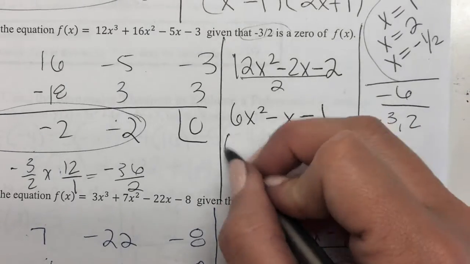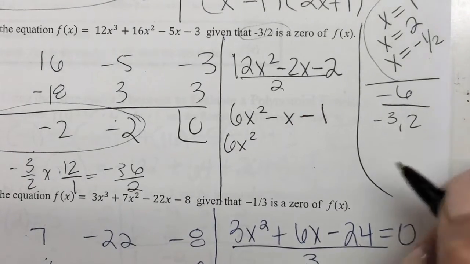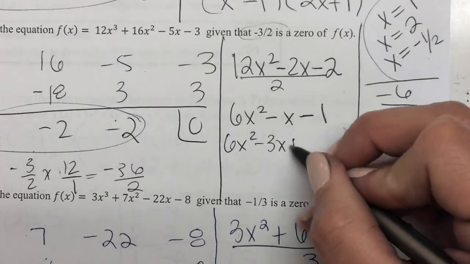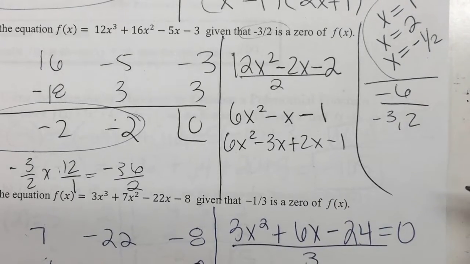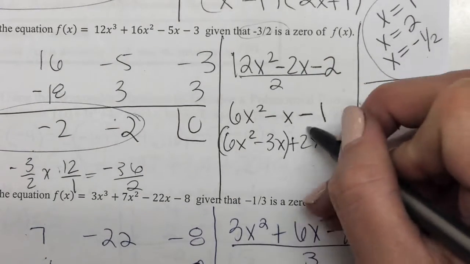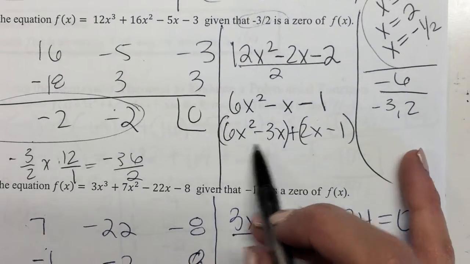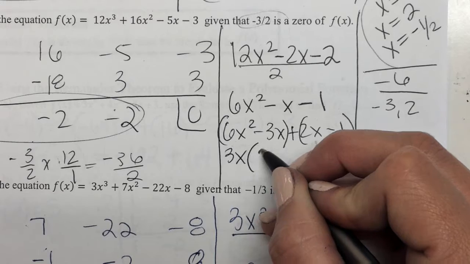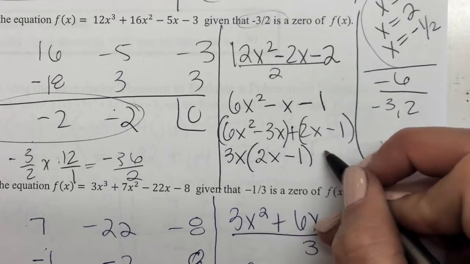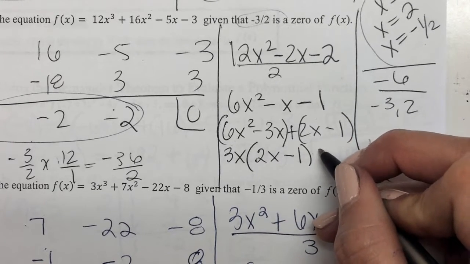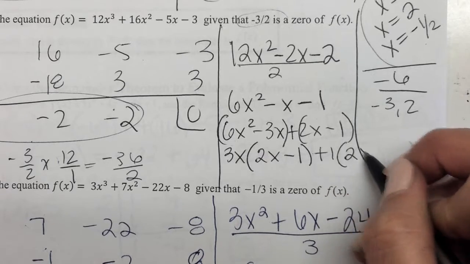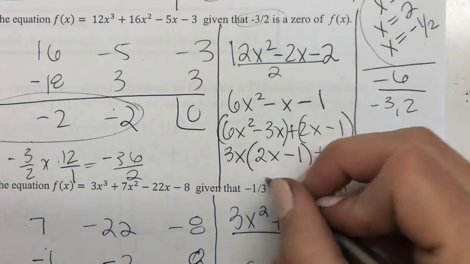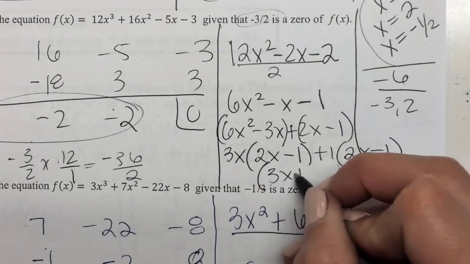So this would turn into 6x squared, minus 3x. Good. Now we group them. Katie, what do these have in common? Good. What goes in the middle? 2x minus 1. Good. What goes on the outside? Plus 1. 2x minus 1. Very good. My final binomials would be what, Brandon? 3x plus 1 and 2x minus 1.